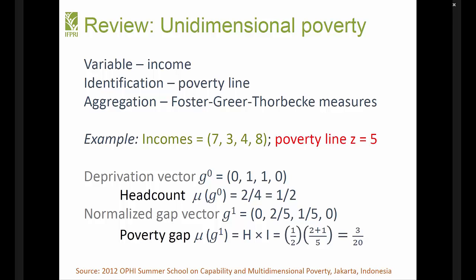What is the normalized gap vector? That's G1. It's the gap over the poverty line, so that would be 0, 2/5, 1/5, and 0. People following so far?